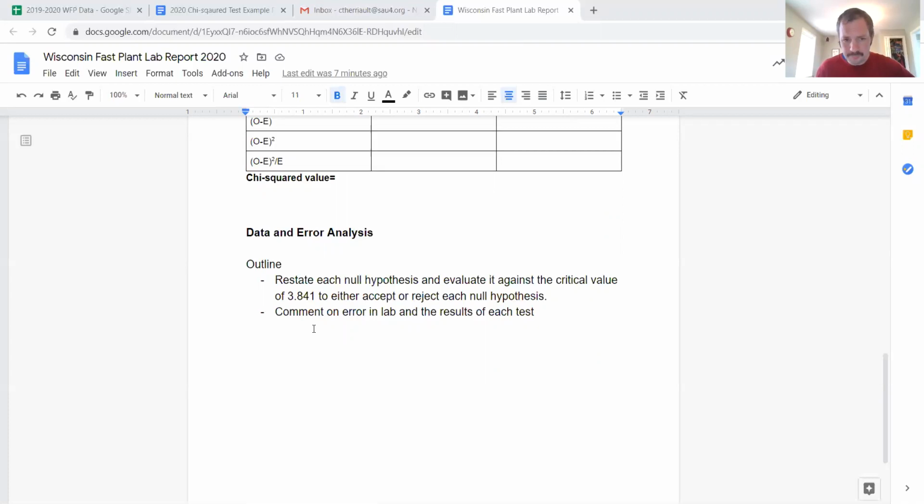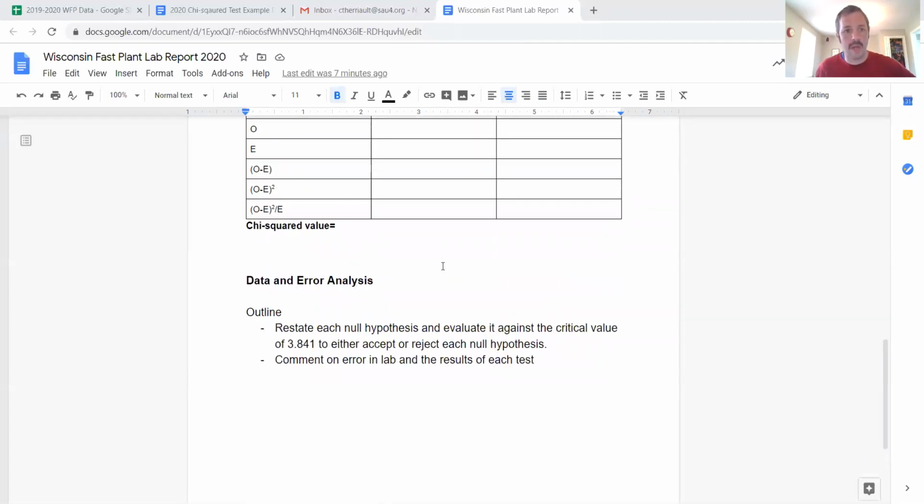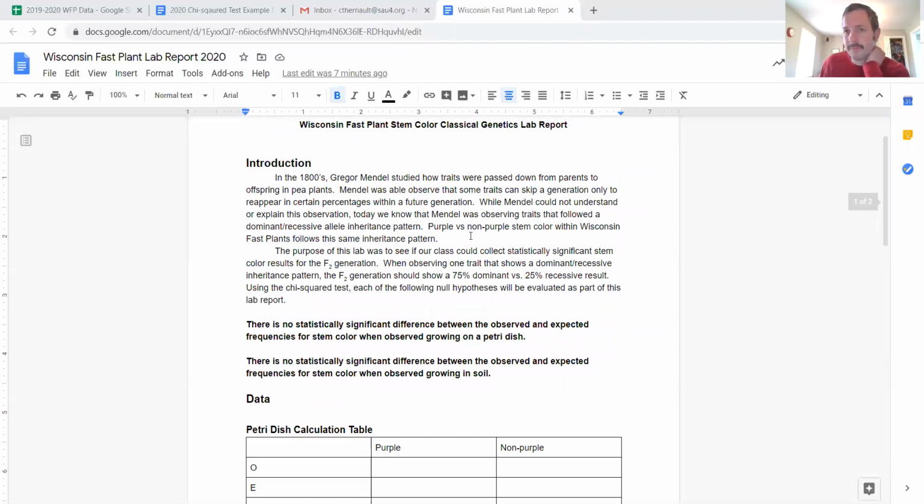And then finally, I want you to comment on possible error that you may see in the lab and the results of each test. So just a couple written sentences about each result, and that will be great. So that's what you have to do. Let me do an example for you to make this a little bit easier.